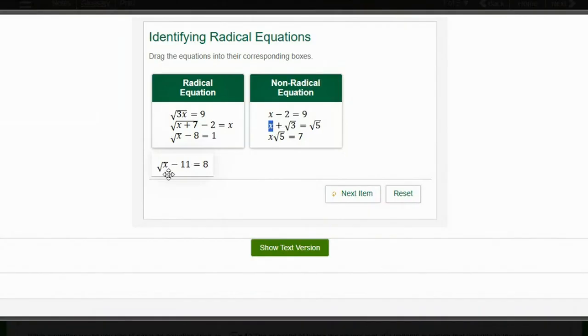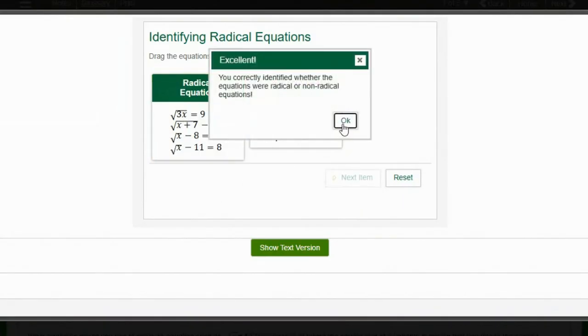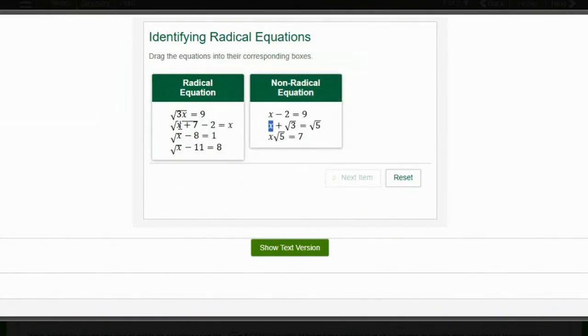Square root of x minus 11 equals 8. Yeah, that's got a square root of x. So good job. Only when the variable is underneath the radical is it a radical equation. These have radicals, but there are no variables underneath there. Not at all.